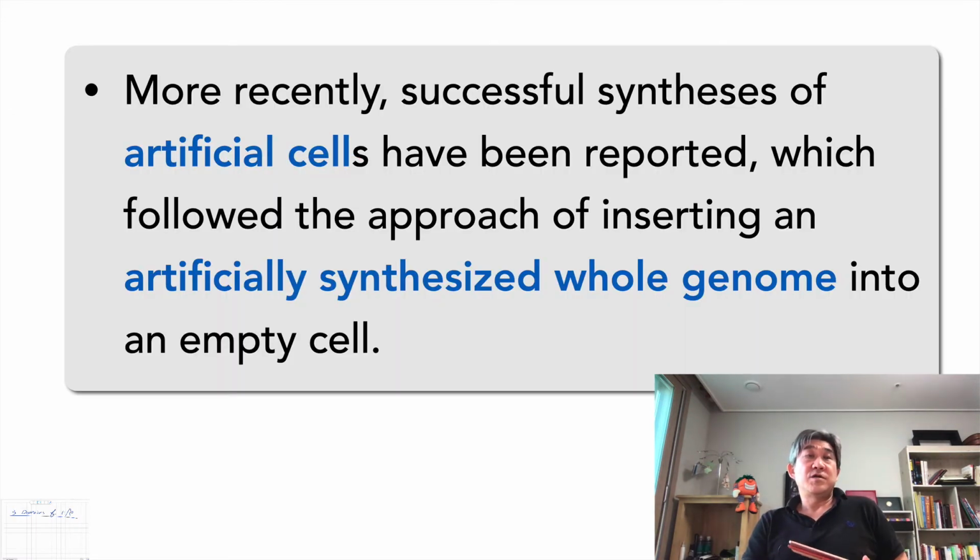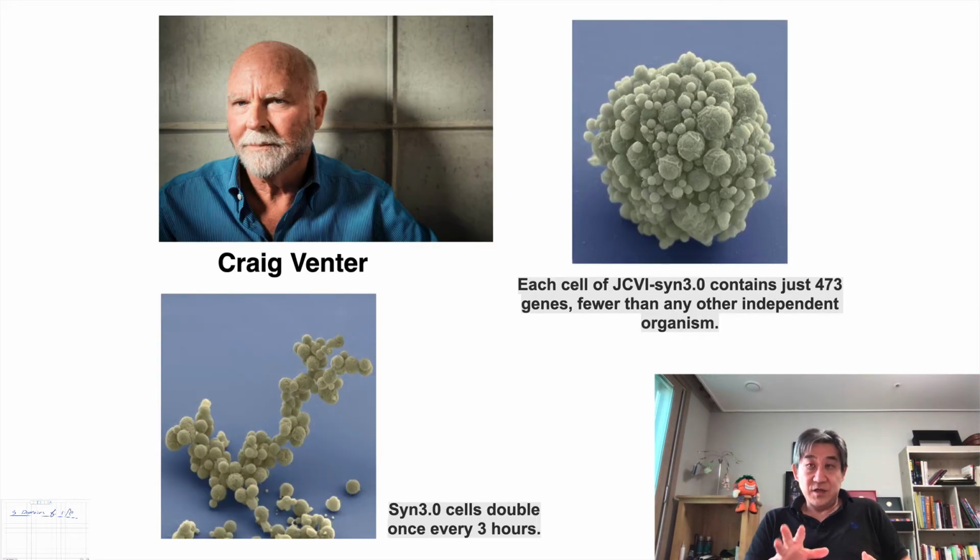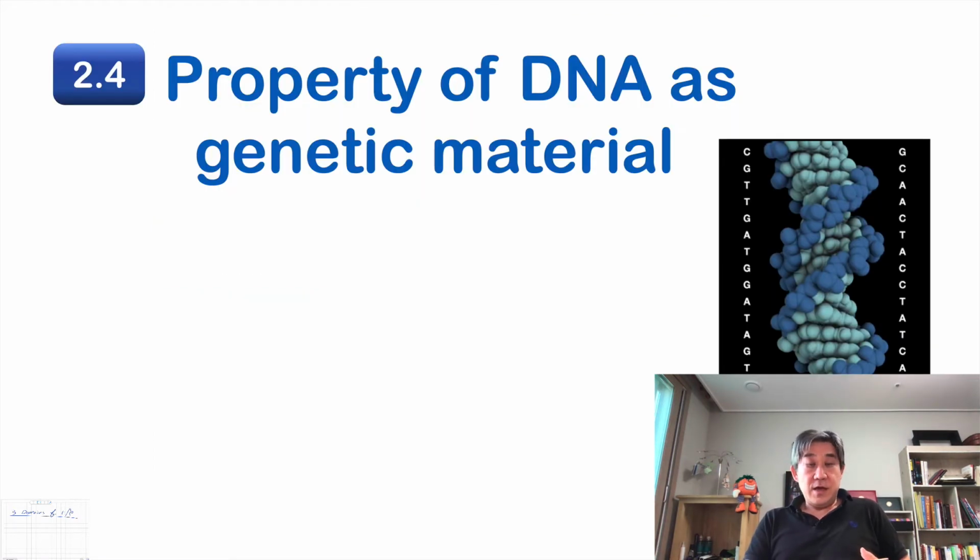So, for one such example of synthetic biology, as I have mentioned in the previous chapter, Craig Venter was the one who succeeded in generating totally artificial cells, starting from an artificially synthesized whole genome. These are the result of the synthetic version of those cells.